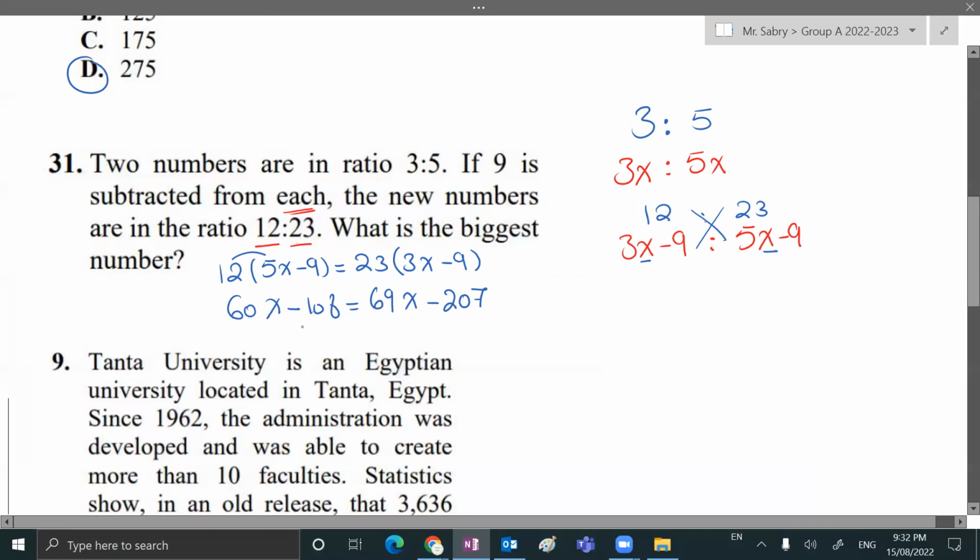Okay. Now put the x's on one side and numbers on the other side. So I have negative 108 plus 207, all of that equals 69x minus 60x. So I have 9x equals 99. Then x equals 99 divided by 9, so x is 11.